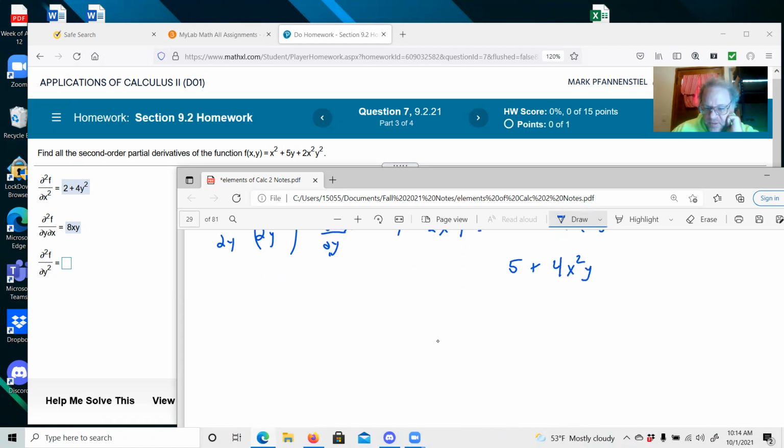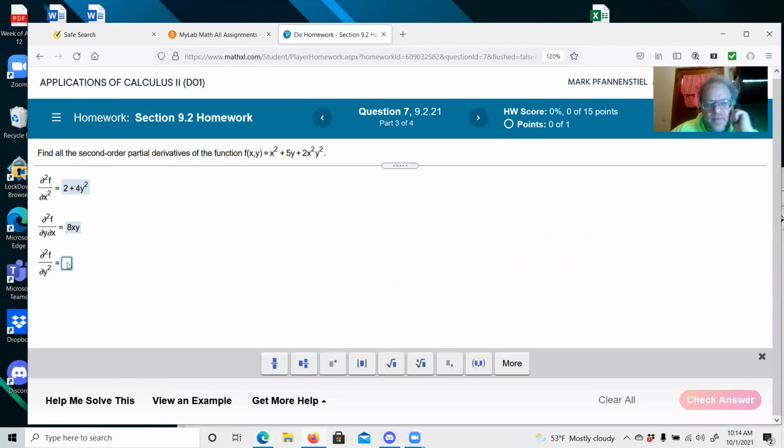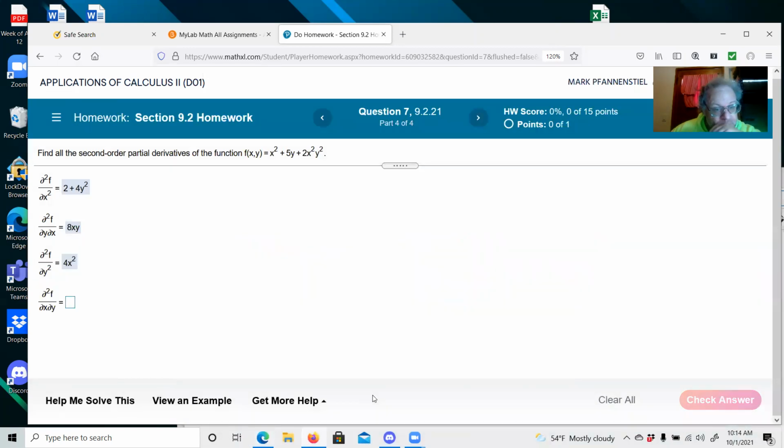All right. So this is df dy. Now, if I want to take this derivative again with respect to y, because that's what they're asking us to do, the 5 is a constant, so that's 0. Okay, 4x squared is a constant, and the derivative of y is just 1. So this is 4x squared. All right, hooray.